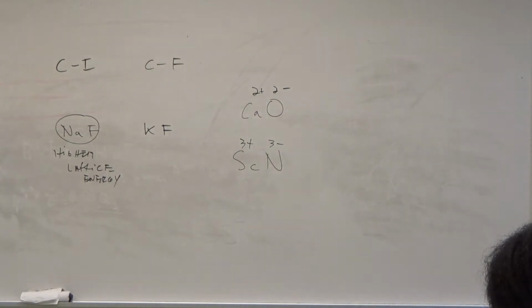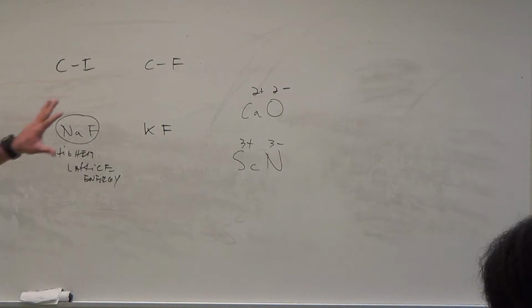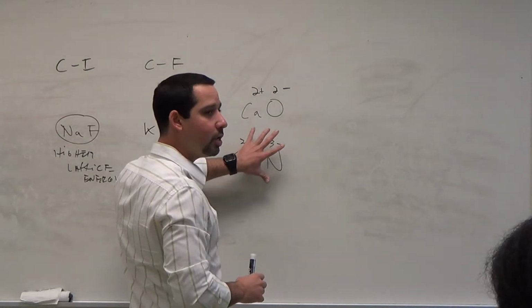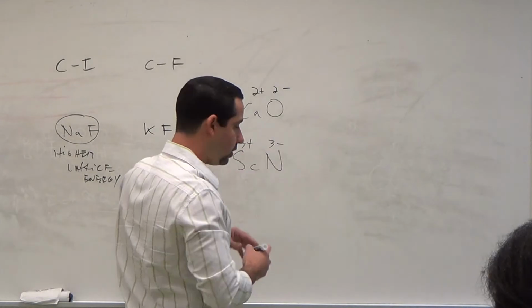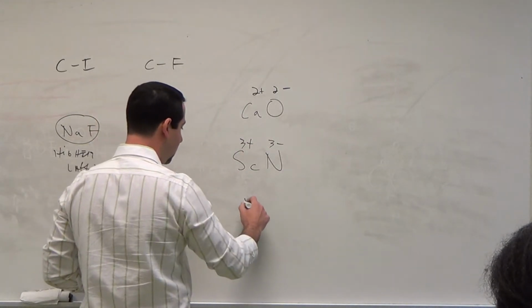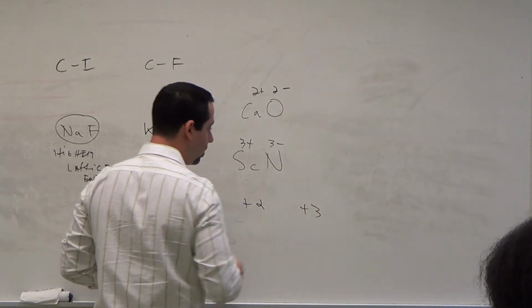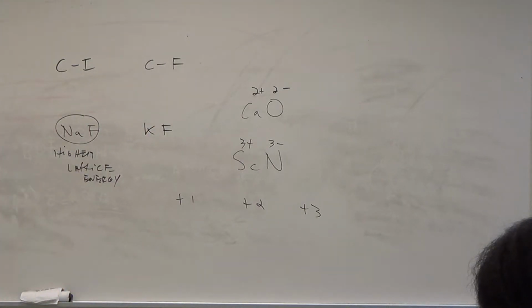Now on the test, what can I give you? I can give you one that is +2, -2, like this one here, and ask you to compare one that is with the +3. So I can give you something with +1, something with +2, and something with +3, and ask you which one would have the strongest attraction or the highest lattice energy. The one with the +3 should have next to it a -3. I won't give you something that is like CO2. Okay? Yes or no?